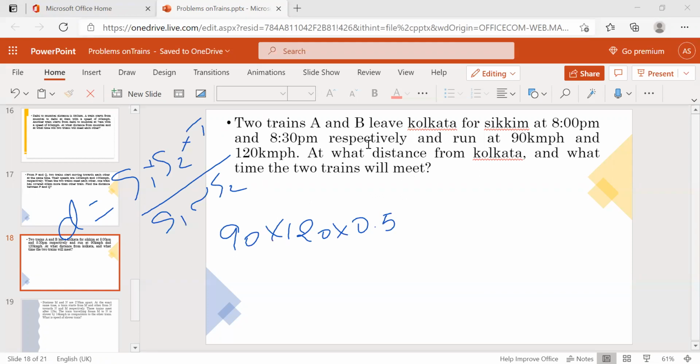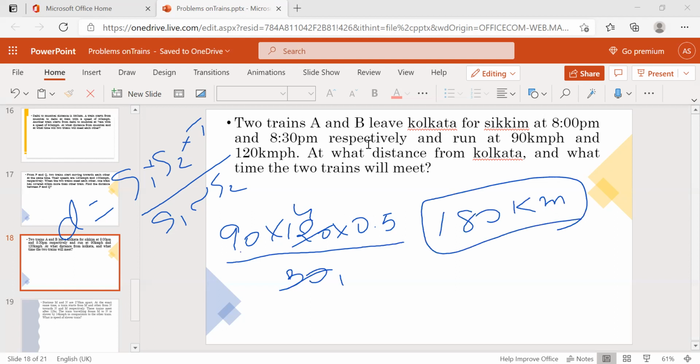Everything is in kilometers and hours, so we just take 0.5 hours. And now divide by the difference of speeds, 90 and 120, which is nothing but 30. So 30 ones are 30, and 3 into 4 is 12. It's nothing but 90 into 0.5, then 5, 5 into 4 is 20, 20 into 9 is 180. Yes, 180 kilometers.